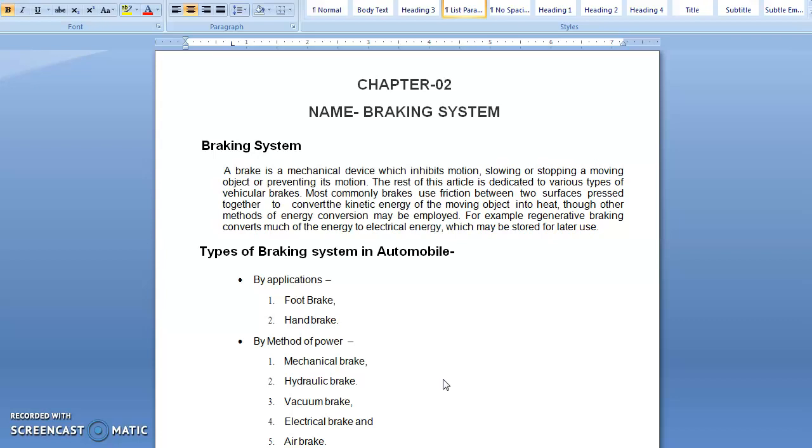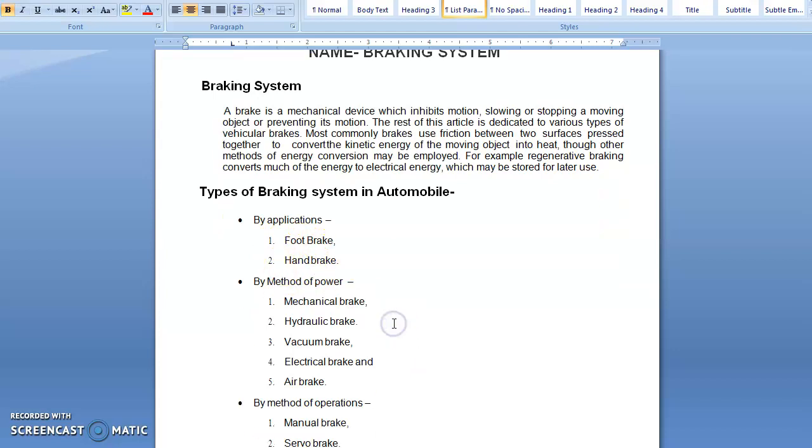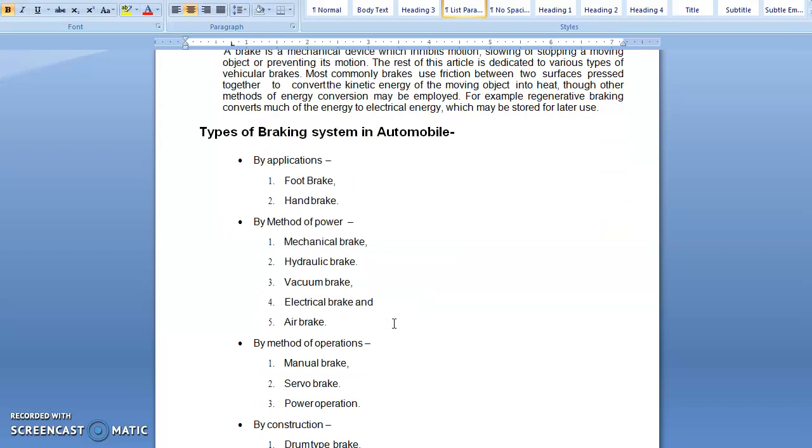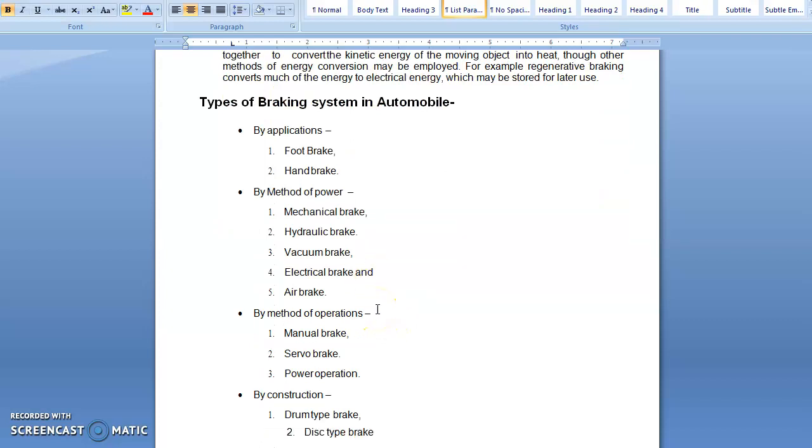First of all, the brakes are classified by application. That means by how they are operated. According to this, there are two types: one is the foot operated brake and number 2 is the hand operated brake. Here in the slide you can see one is a foot operated brake and here is a hand operated brake.